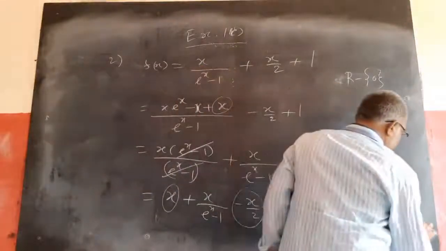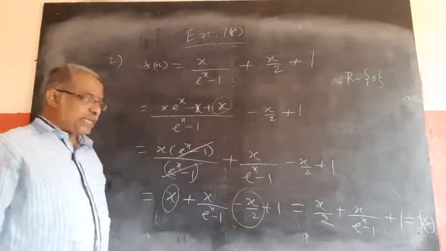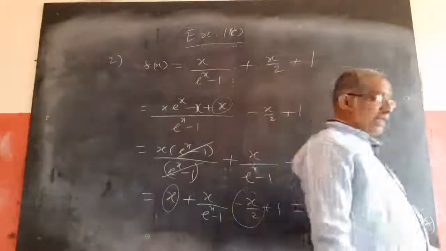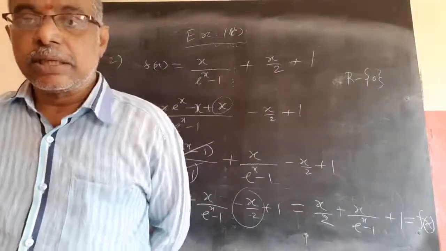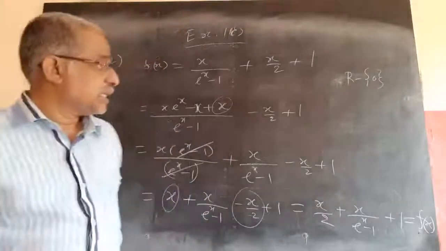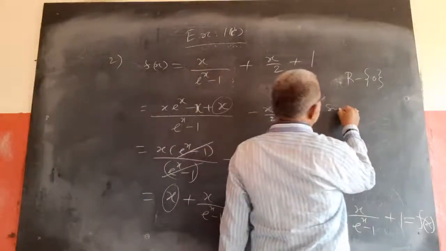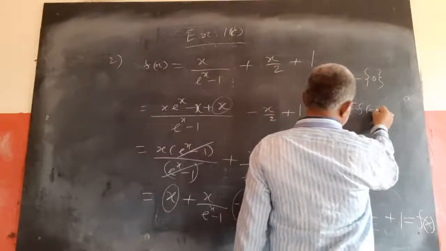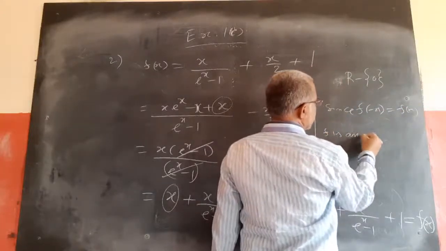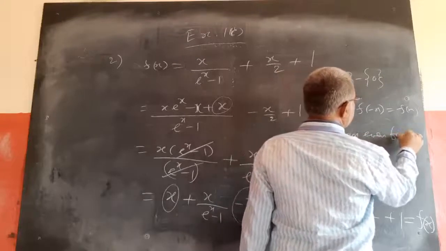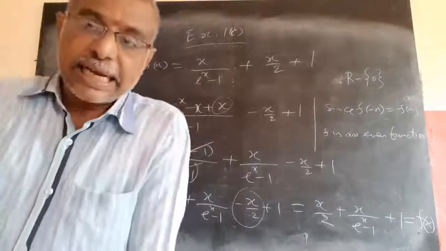So f of minus x, if I simplify it, I got f of x. F of minus x equal to f of x, means it is an even function. Therefore, since f of minus x equal to plus f of x, f is an even function.